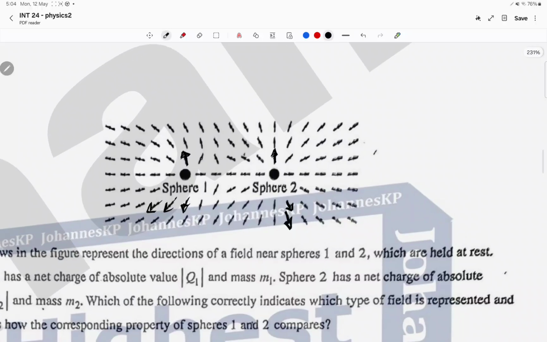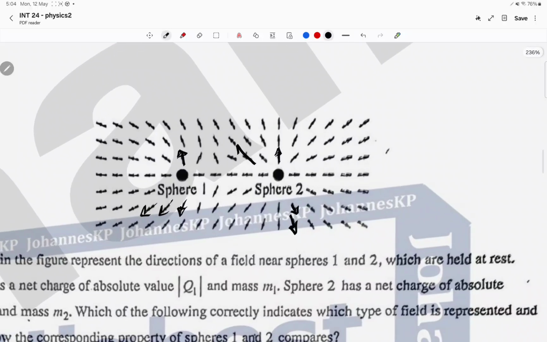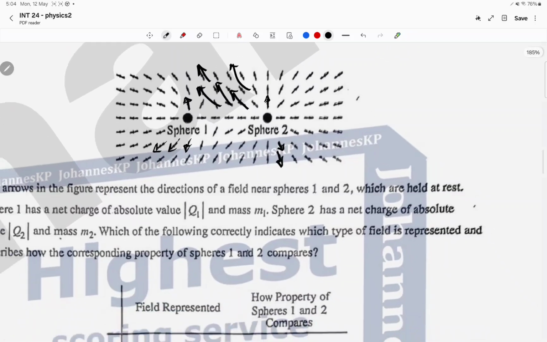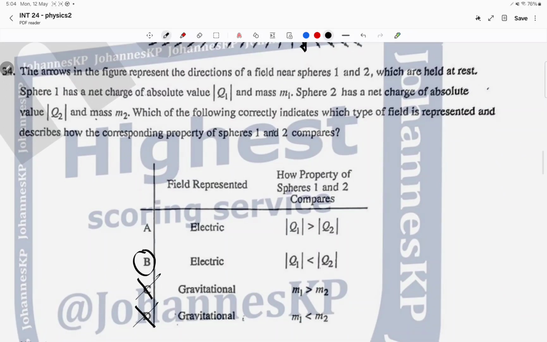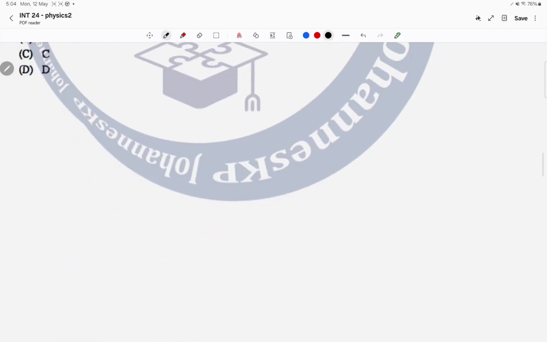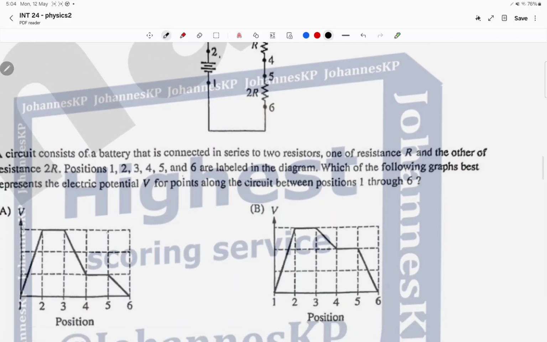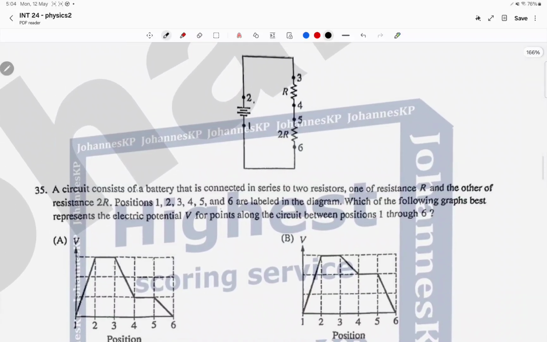Okay, what I see is that the fields are pushing to the left, right? By sphere 2. That means the Q of sphere 2 is more powerful. So B. I'm going to go with B. Yeah, that's what I feel. What do you feel? Same thing. Okay.